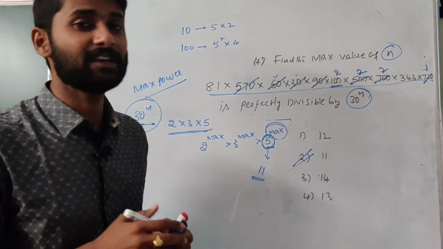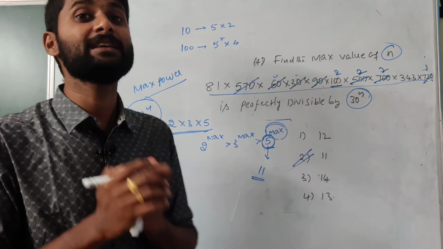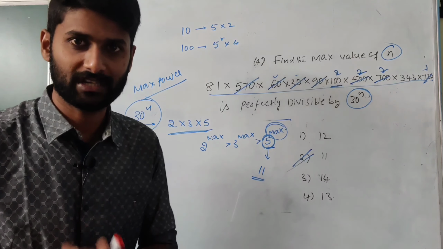And these are the different questions related to finding the maximum power for n factorial. Clear? Thank you.